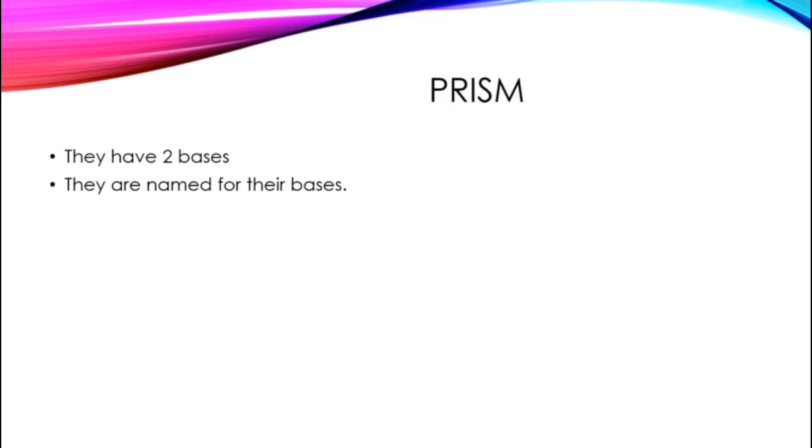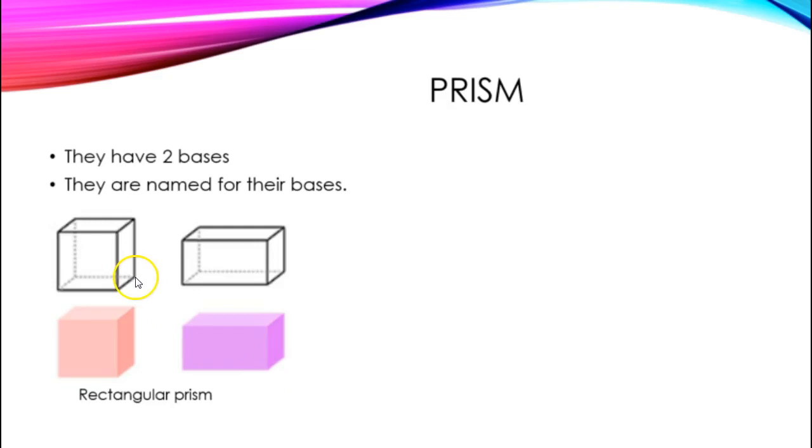Our first ones are prisms. Prisms have two bases, and they're named for the shape of their base. For instance, on these, the base here is a rectangle on each one, so these would be rectangular prisms.